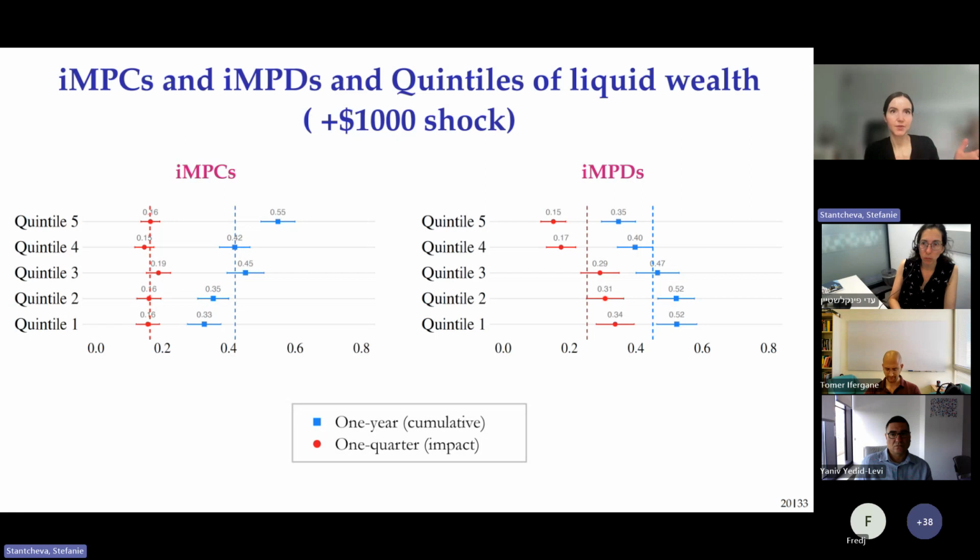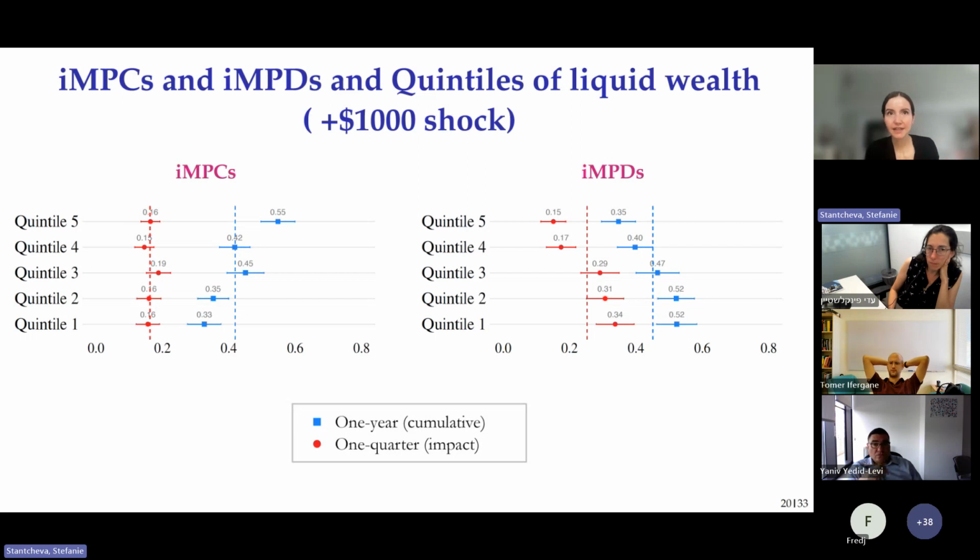So this figure shows you to the left the MPCs, and to the right the MPDs by quintiles of wealth. Quintile 1 is the lowest wealth quintile, quintile 5 is the highest. In each panel, we can see the 1 quarter impact MPC, that's the red circles, the cumulative over a year, that's the blue square, and the sample average, that's the dashed vertical lines. You can see that for MPCs on the left, regardless of your wealth quintile, on impact they're pretty much the same. If anything, they're slightly higher for higher wealth quintiles, but it's very similar.